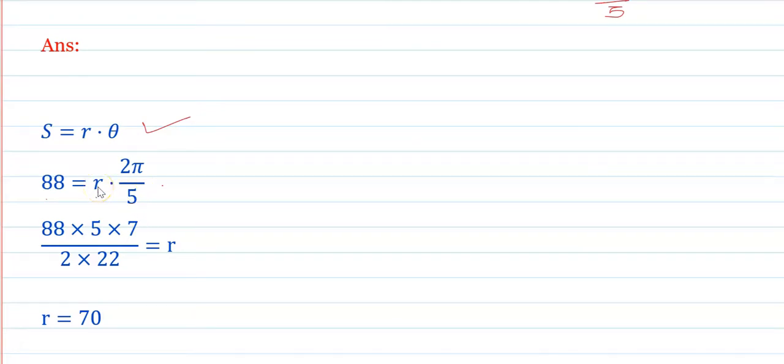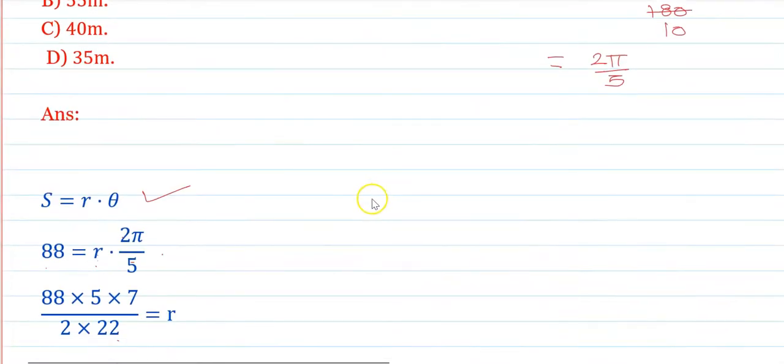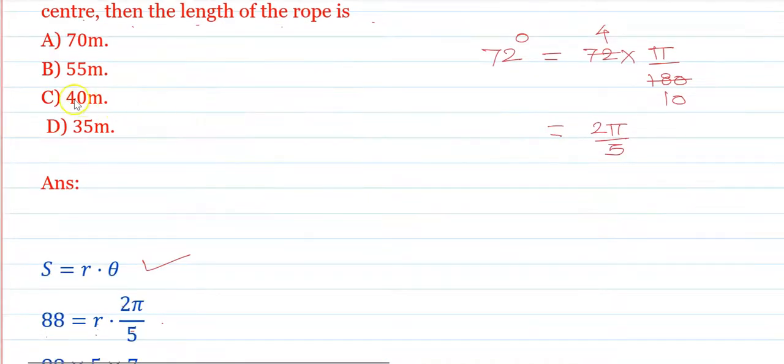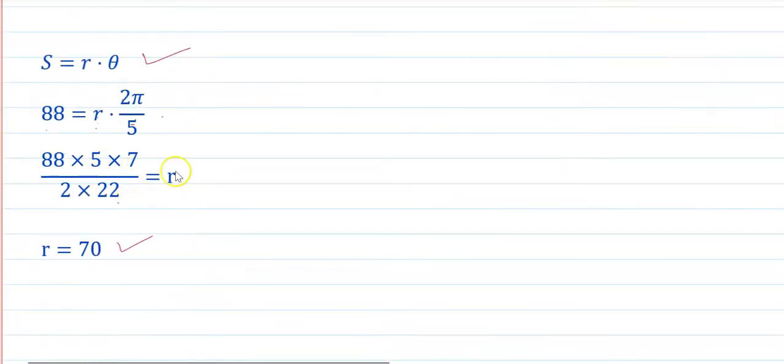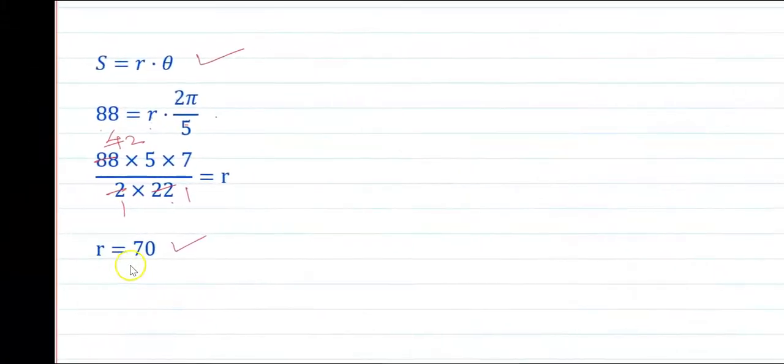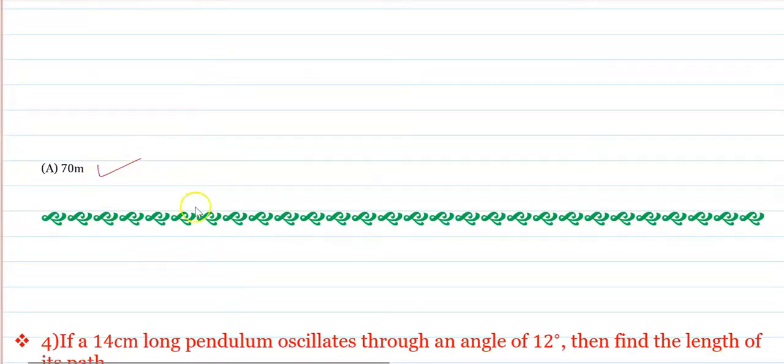Therefore, you will get r is equal to 88 into 5 upon 2 pi, and substitute the value of pi, that is 22 upon 7. They are multiplied and reciprocal taken. And then again the next simplification, you will get r is equal to 70. Therefore the length of the rope is equal to 70 meter. You can do this simplification: 2 ones are 2, 2 twos are 4, and next 2 into 5 is 10, 10 into 7 you will get 70. And hence option A is the correct one.